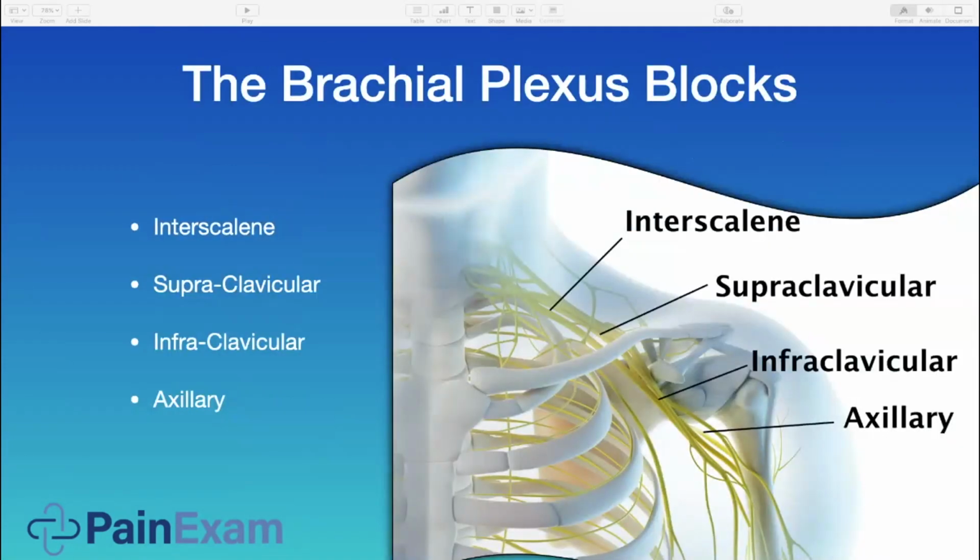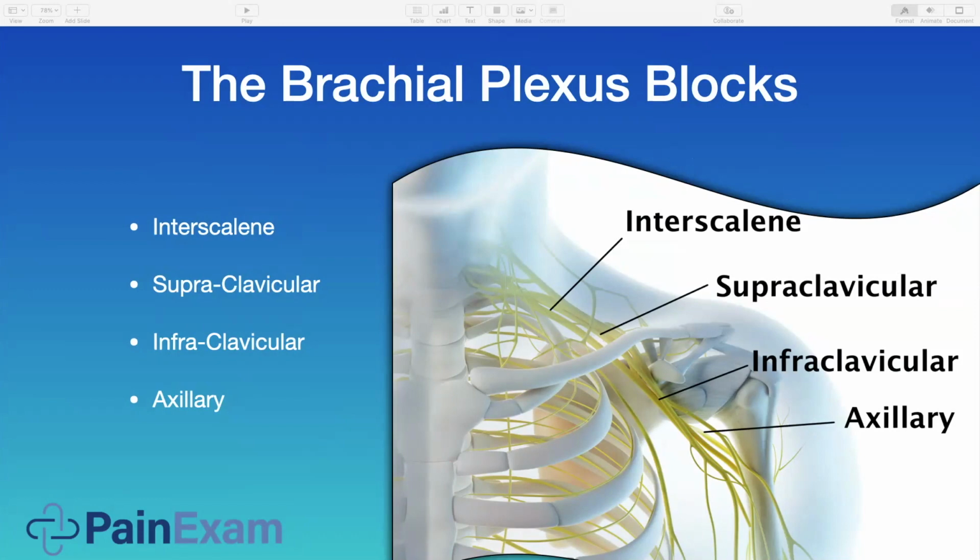Okay, the brachial plexus. If there's any questions, feel free to ask in the chat room. This is a very big part, very important part of this course. The brachial plexus, as you should know, covers the upper extremity. It's divided into the interscalene, supraclavicular, and infraclavicular regions.